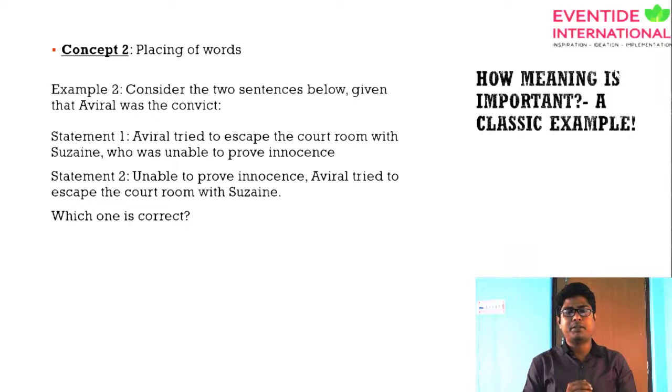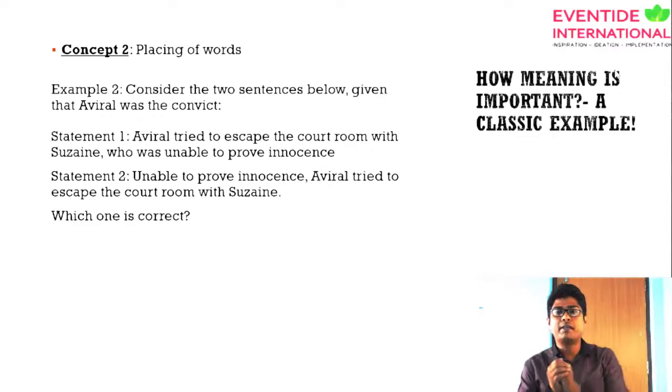The first statement states, Aviral tried to escape the courtroom with Susan, who was unable to prove innocence. Understand this. Who was unable to prove innocence is a clause which modifies Susan in this case in the first statement, which means Susan was the convict who was under the trial of the courtroom. But this was not the correct intended meaning.